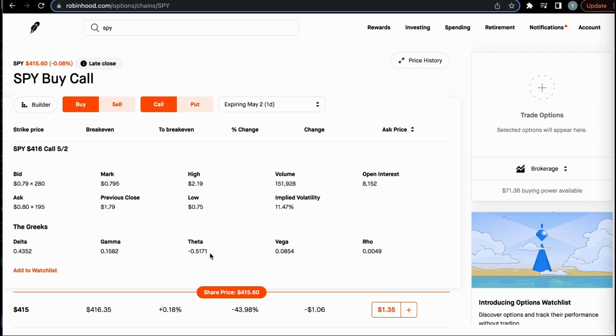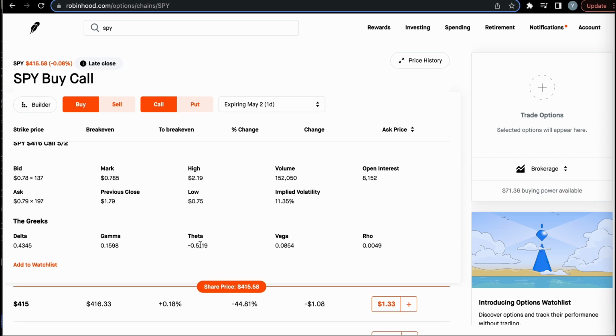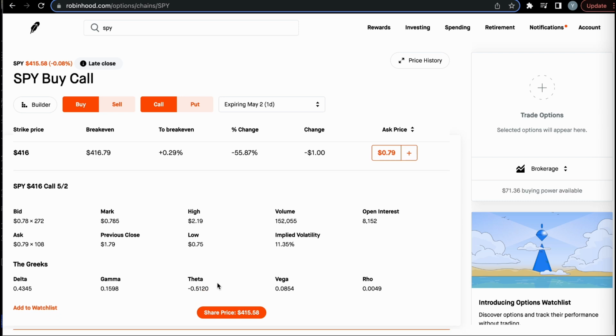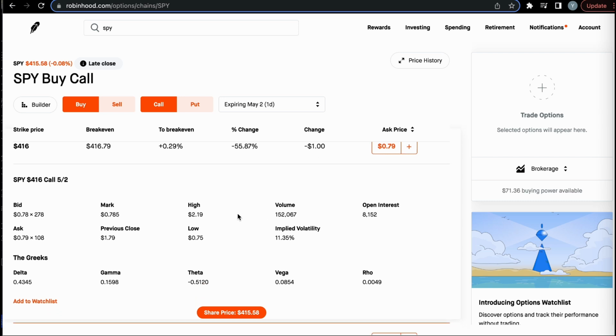And then theta measures how much an option price will change as time passes. This is time decay. Basically, for every single day that goes by, this contract loses 51 cents, which ends up being $51. So it decays really quickly. The decay is more based on how close your contracts are to expiration.